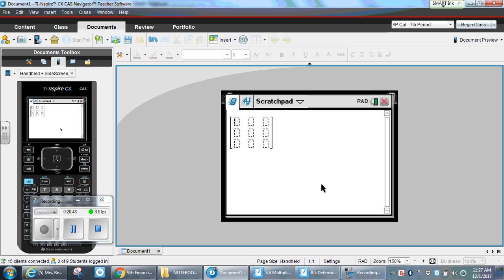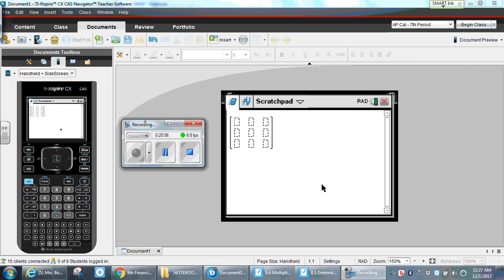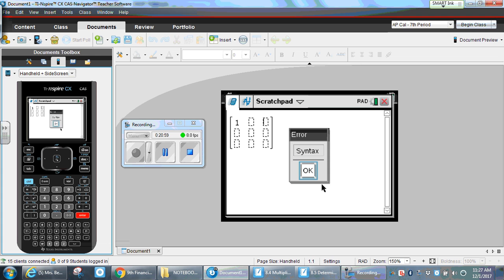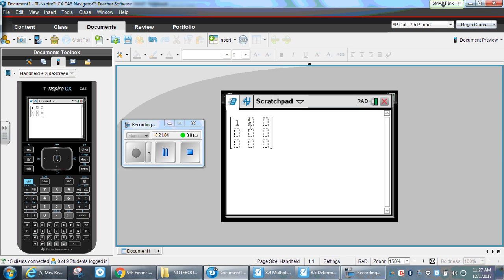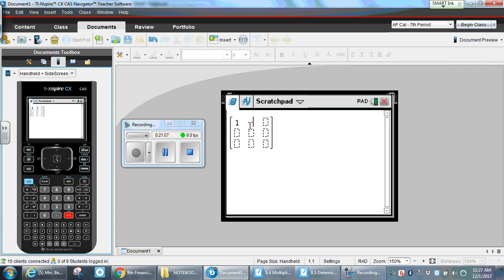May I borrow your paper? So this was 1. Use the negative symbol, the one inside parentheses. Don't use the minus. These are zeros. This next one is zero. We're going to put a negative.